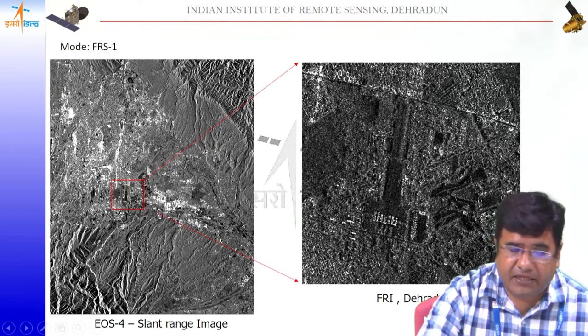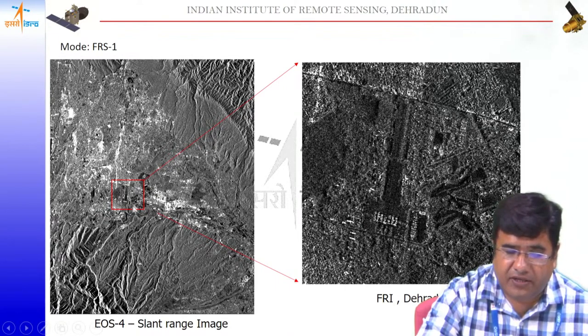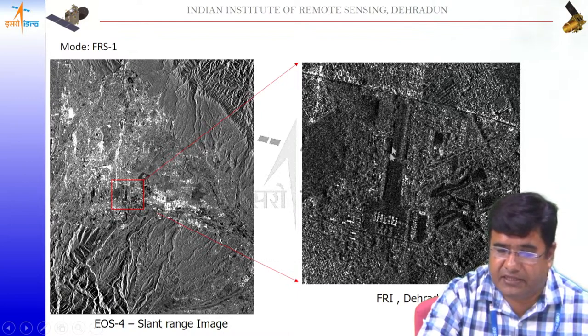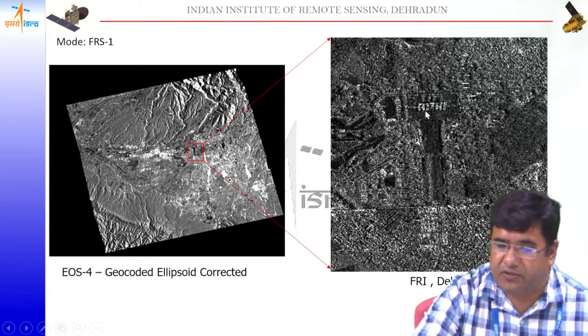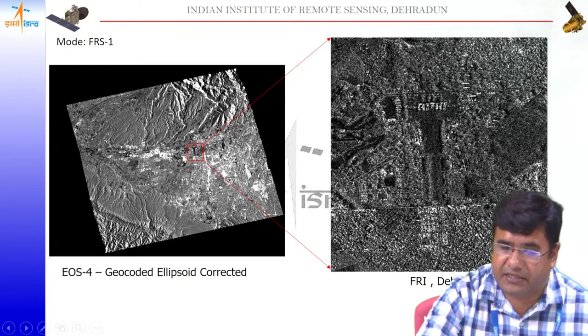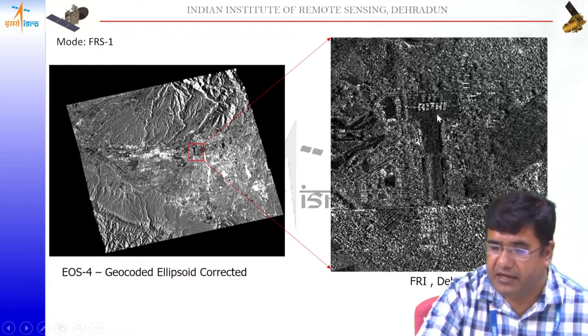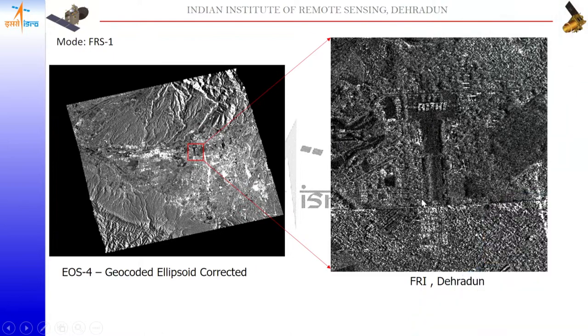So in this image, this is the EOS slant range image, and this is the FRI region in the slant range image. Now after the geocoded ellipsoid correction, the geometry is corrected. You can see now it is properly geometrically correct, but there may be a shift in the azimuth and range direction because we are not using the height here.